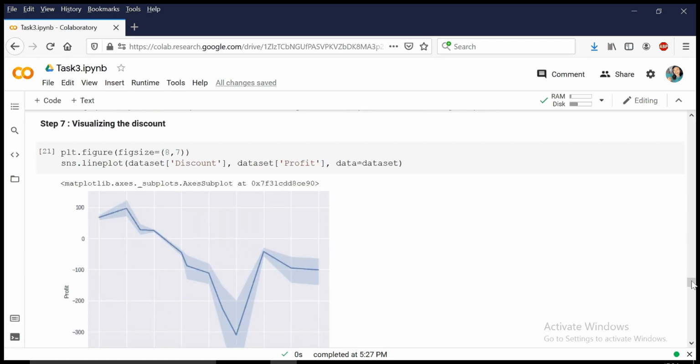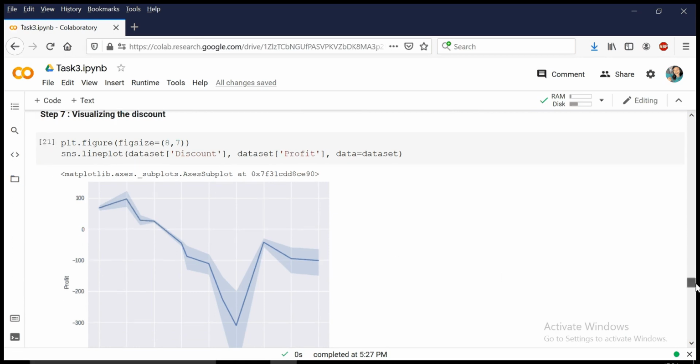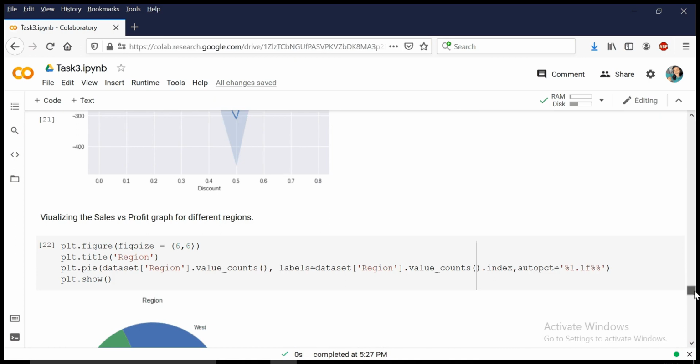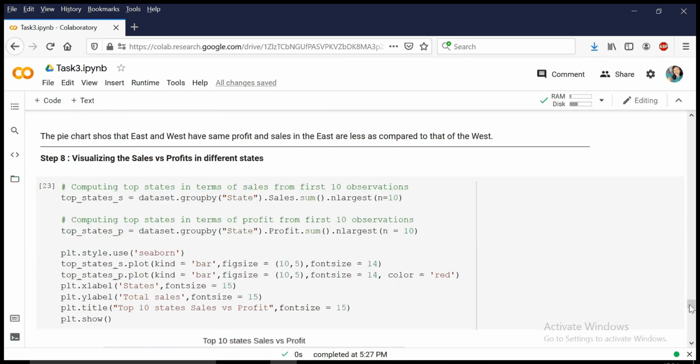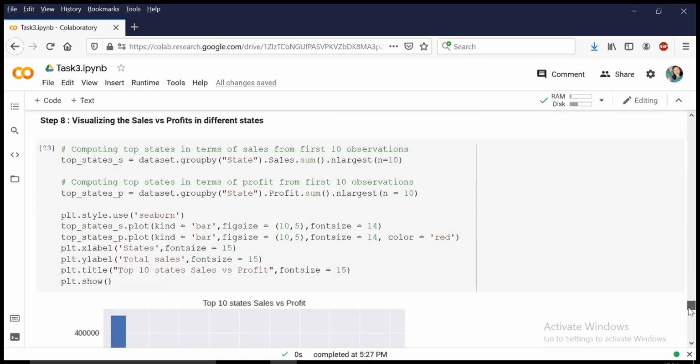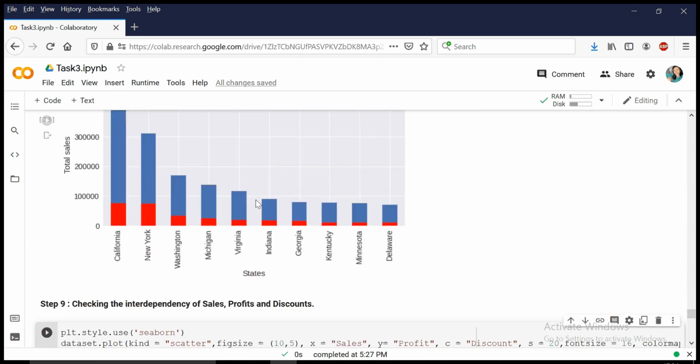Step number 7 is to visualize the discount. So you can see the plot for it. And now step number 8 is to visualize the sales versus profits in different states. And this is the graph, as you can see here.